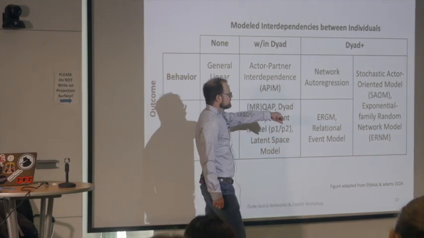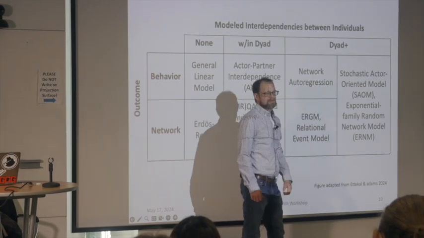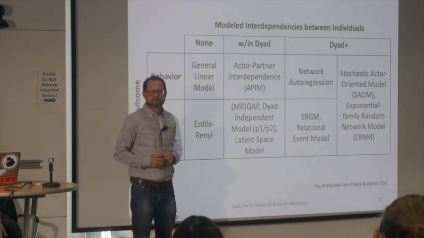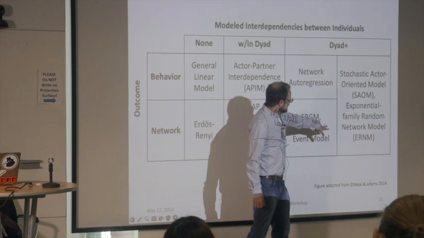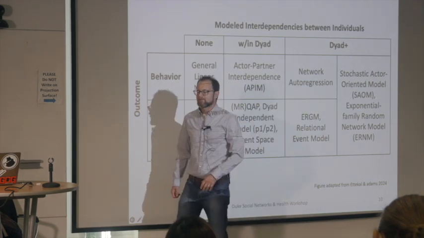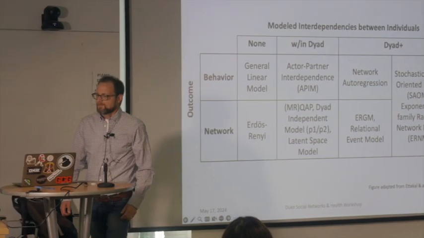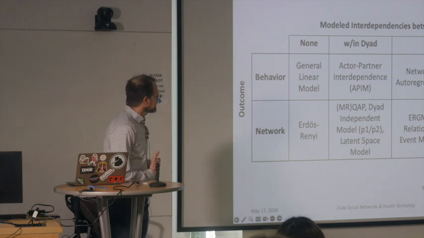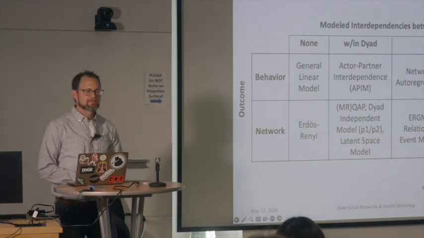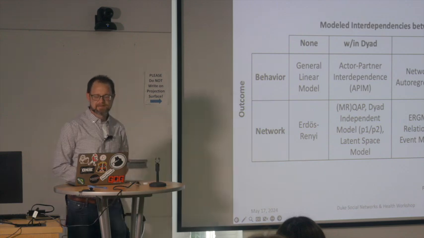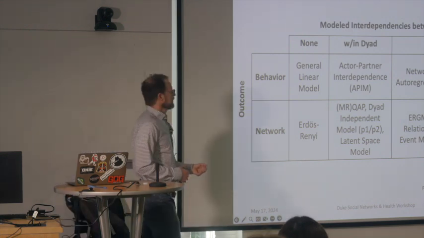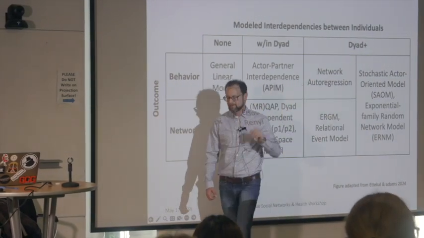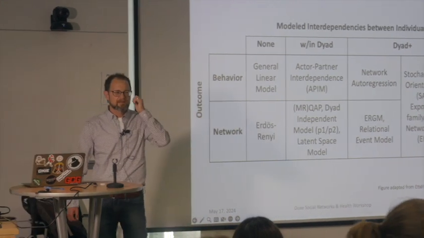The SIENA model, the SAOM, brings those in and models both at the same time, and allows them to shape one another. There's also an emerging model. There's a paper on it just this year that is a cross-sectional model that gets at selection and influence. I'm not sure how that works. I haven't wrapped my head around it yet, but it's built on the ERGM framework. So if you're really interested in these questions, stay tuned to see how people use it.